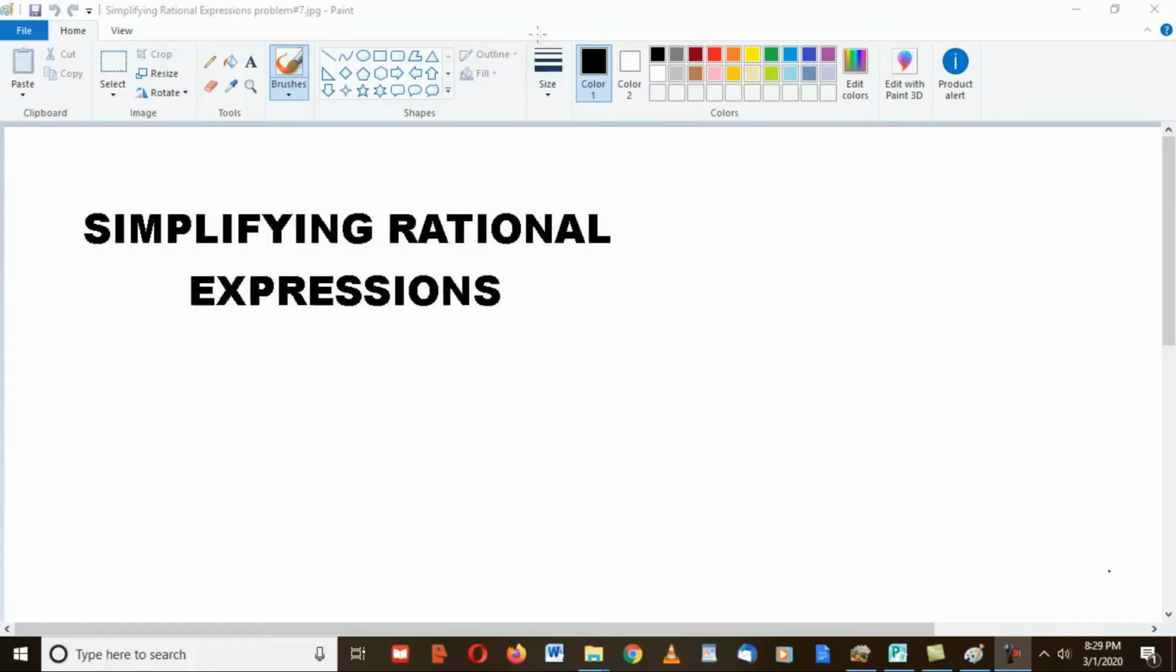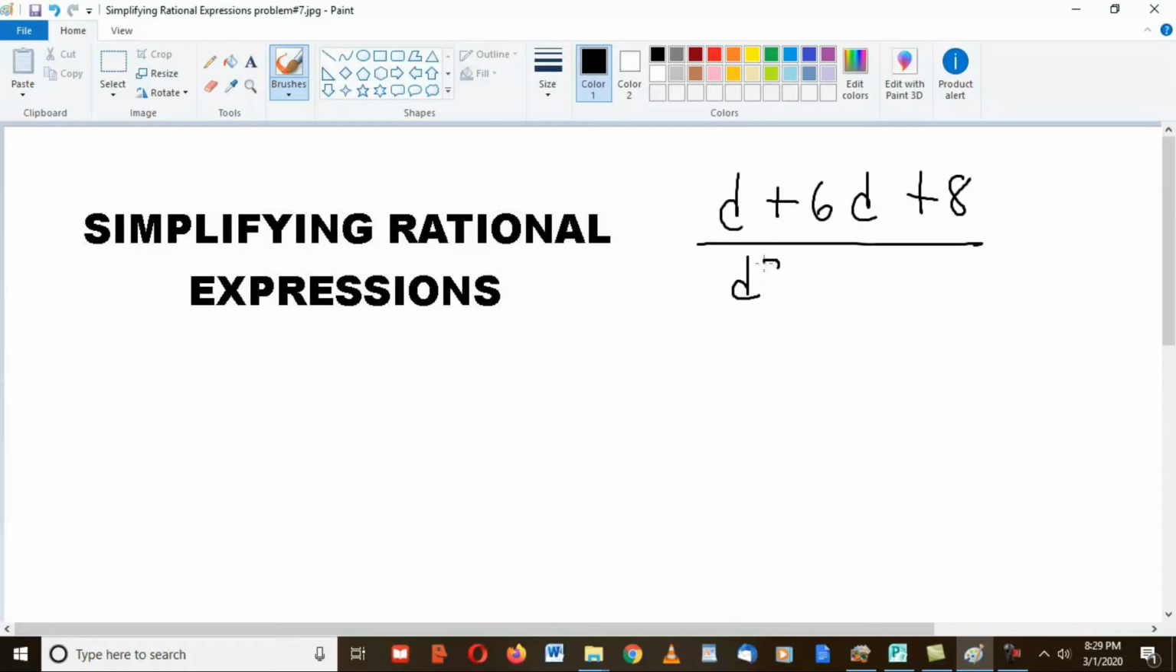I'm going to be doing some simplifying rational expressions today. I'm going to do about 3 problems real quick, and just pay attention. I think you will be able to understand it. Okay, so the first problem we're going to do is d squared plus 6d plus 8, divided by d squared minus d minus 20.